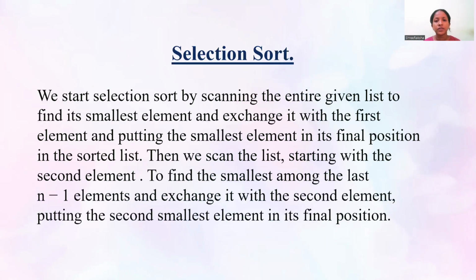Let's see what selection sort is. We start selection sort by scanning the entire given list to find its smallest element and exchange it with the first element, putting the smallest element in its final position, that is, the sorted list. Then we scan the list starting with the second element to find the smallest among the last n minus 1 elements, and exchange it with the second element, putting the second smallest element in its final position.